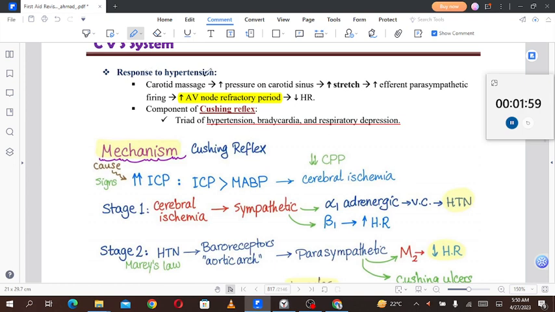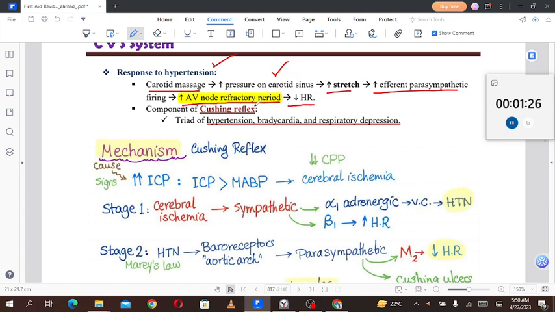Now let's talk about response to the hypertension. Carotid massage, for example. When we are facing hypertension or when we do the carotid massage, in both situations the carotid bodies are overly activated, so that leads to increased pressure on the carotid sinus, that leads to increased stretch. Increased efferent parasympathetic firing leads to an increased AV nodal refractory period by the parasympathetic nerve supply. The vagus nerve will cause an increase in the AV nodal refractory period that decreases the heart rate.